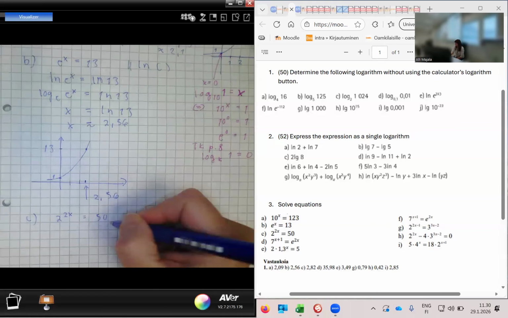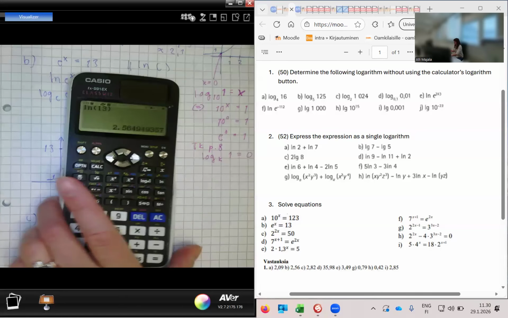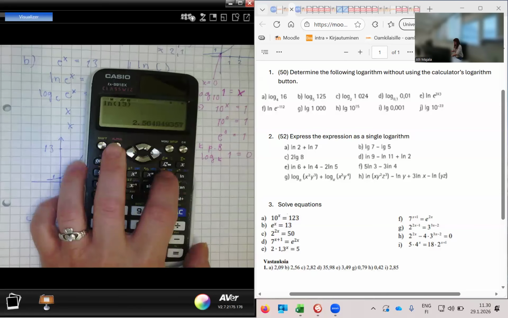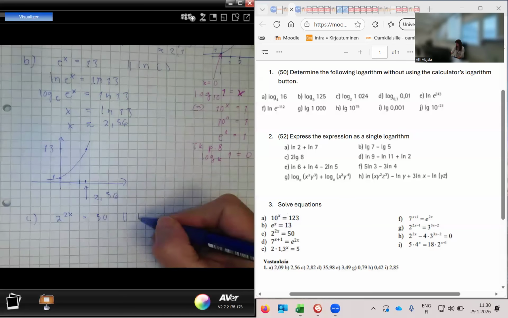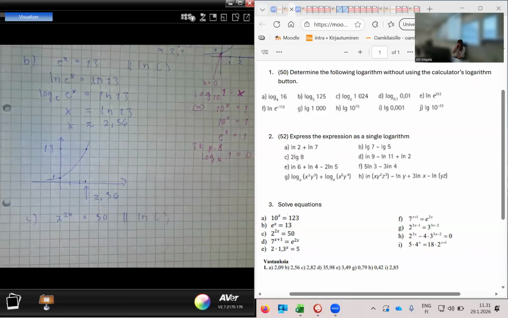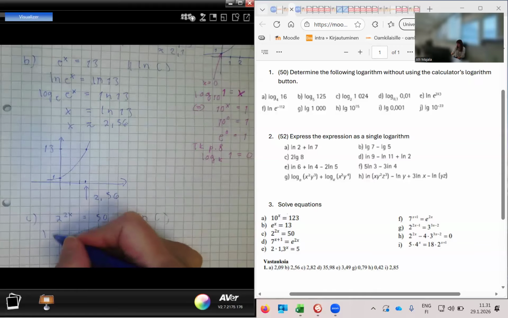Now you can take a 2 base logarithm, but not everybody has that nice button. So you can take any logarithm. Just take the 10 base one or the ln. It doesn't matter. Then I don't get everything so nicely like I would with the 2 base logarithm, but it doesn't matter.